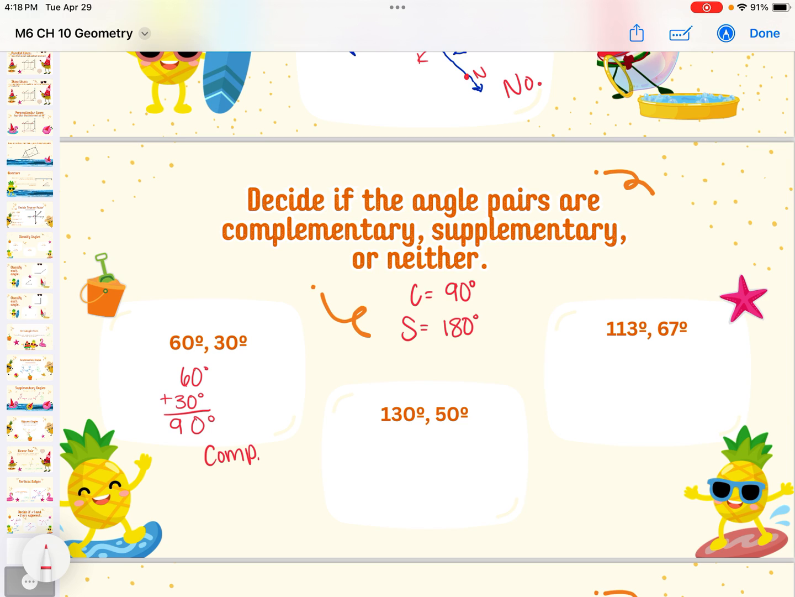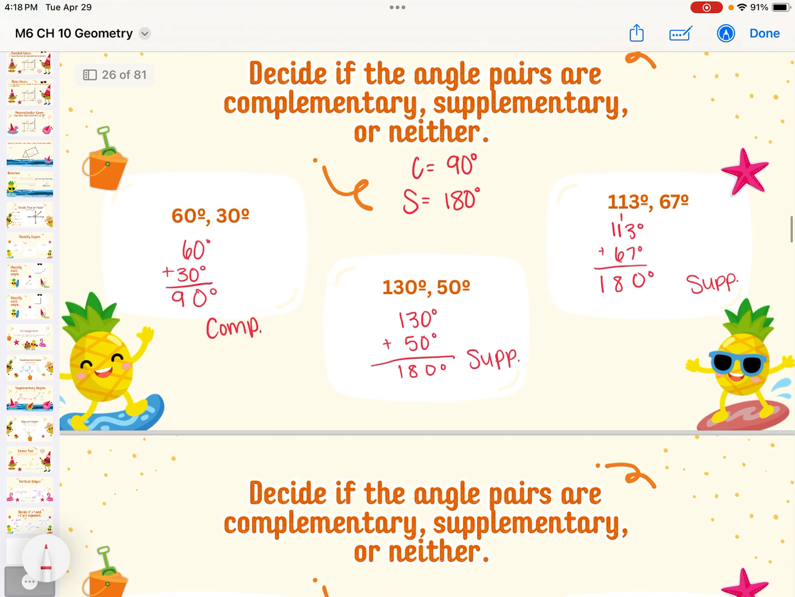Then we go to our next one. We have 130 degrees plus 50 degrees. When we add those, we get 0, 8, and 1. They add to 180 degrees, so that means they are supplementary. Now let's check our last one. 113 degrees plus 67 degrees. So 7 plus 3 is 10. 1 plus 1 plus 6 is 8. And 1 plus nothing, 180. So again, these are supplementary.